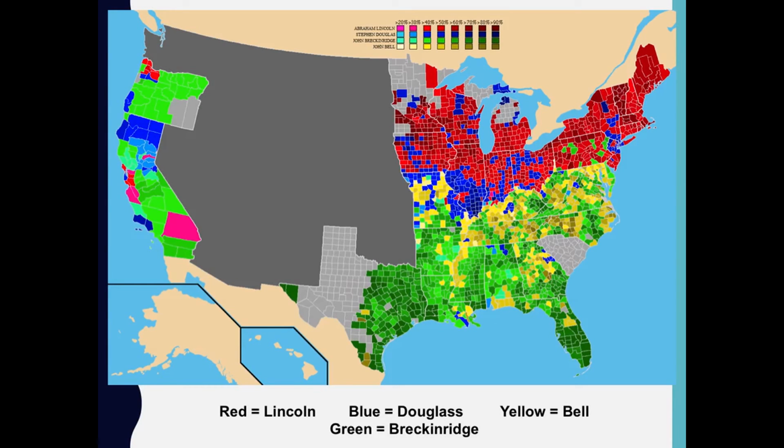This is a county-by-county breakdown of who voted for president in each county in America in the 1860 election. And notice, it's pretty distinct. And Marion County, where we live, actually voted for Stephen A. Douglas, for what that's worth to you.